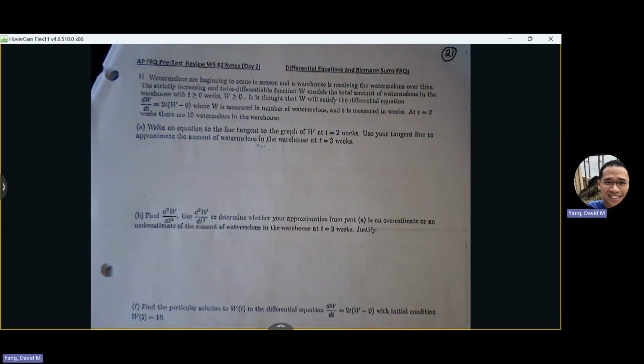Write an equation for the line tangent to the graph at t equals 2 weeks. Use your tangent line to approximate the amount of watermelons in the warehouse at 3 weeks. So gather your ordered pair, gather your slope, point slope form. See if you can do this one.